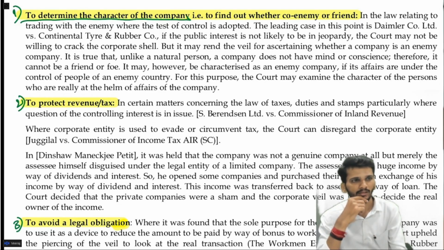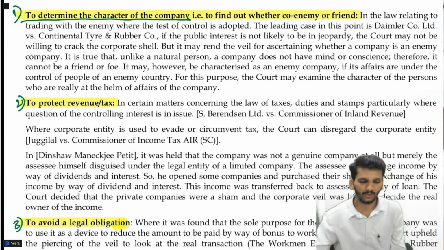Last one person, anybody? You can raise your hands. Mithun, Madan. To determine the character of the company, that is enemy or friend, to protect tax or revenue, to avoid legal obligations, formation of subsidiaries to act as agents, company formed for fraud or to defeat the law. Okay. Remaining people also do remember those things.